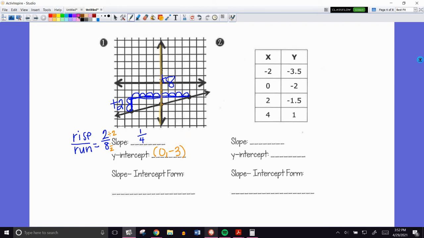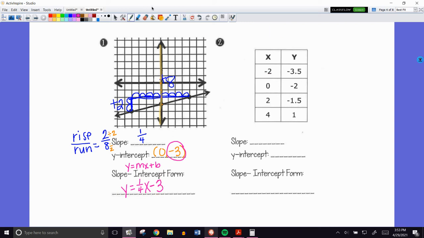So when I go to put this in slope-intercept form, remember that's talking about y equals mx plus b. So y equals m was my slope, so 1/4 x, and then my b, my y-intercept, is that y-coordinate, that -3.